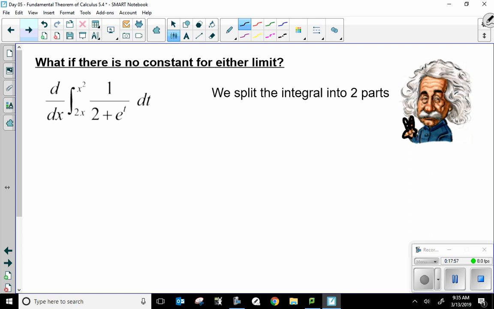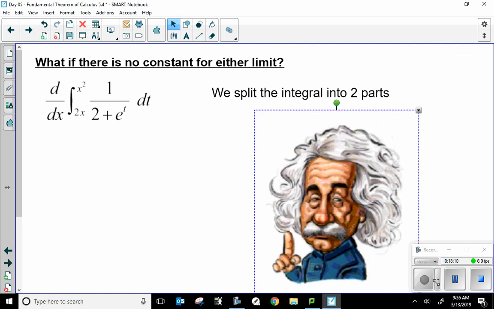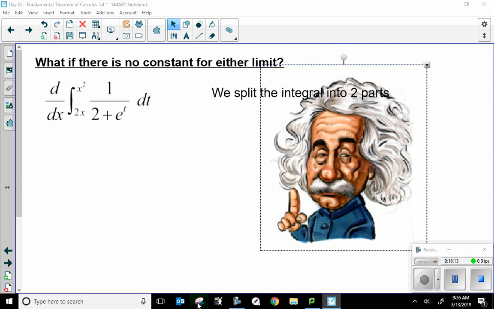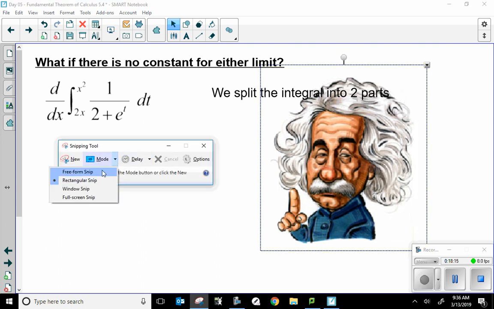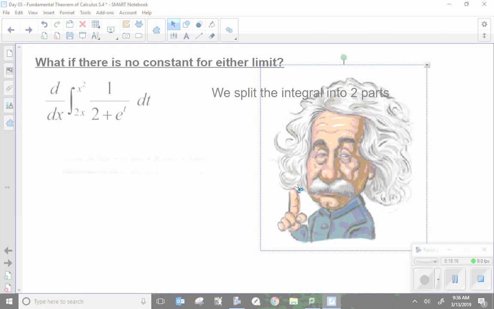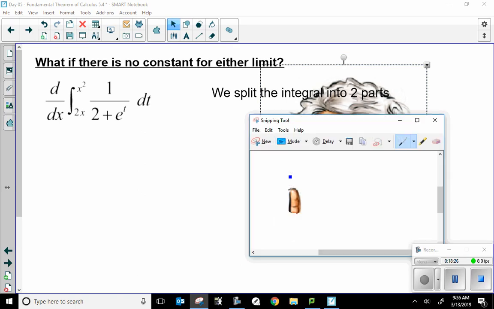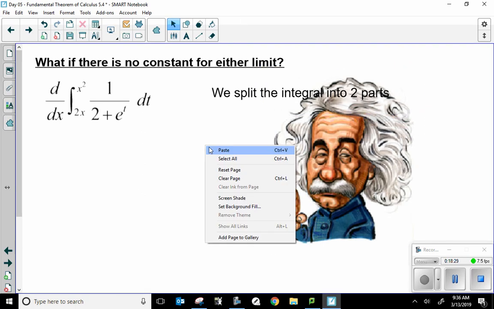Two parts. That would have been so much better. I've got to Photoshop that so he gets a second finger. Can I do that right now real quick? Let's see how good my skills are. Ready? Let's blow this up a little bit. I'm going to do the mode where it's freeform, and try to get this guy's finger. Kind of like that. Then copy it, and paste it right here.